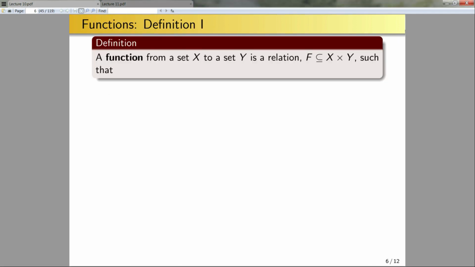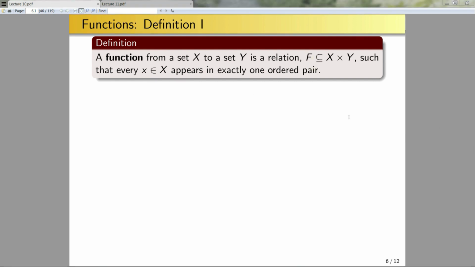Okay, so now back to actual math. Let's talk about what a function is. A function from a set X to a set Y is a relation F, a subset of X times Y, such that every x in X appears in exactly one ordered pair of F. So what is this really telling us?